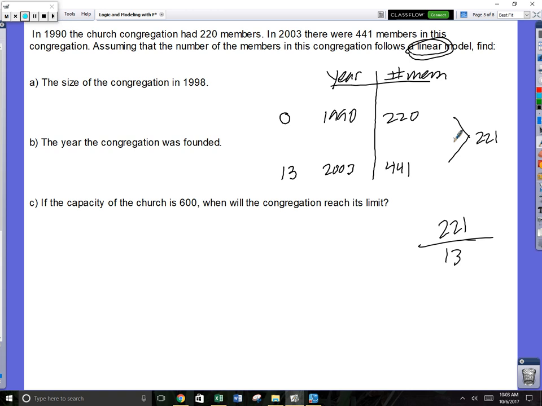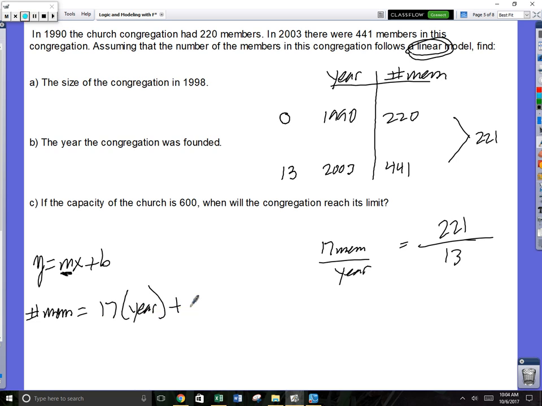So if I had a change of 221 members over a 13-year period and it's linear, that means they're increasing at the same rate every year. So if we do 221 divided by 13, that is equal to 17 members per year. So every year I'm getting an increase of 17 members. So your linear model is y equals mx plus b. So y is going to be the number of members. The m is the increase, which is going up 17 per year, plus b, which is your initial. That's what you started out with.